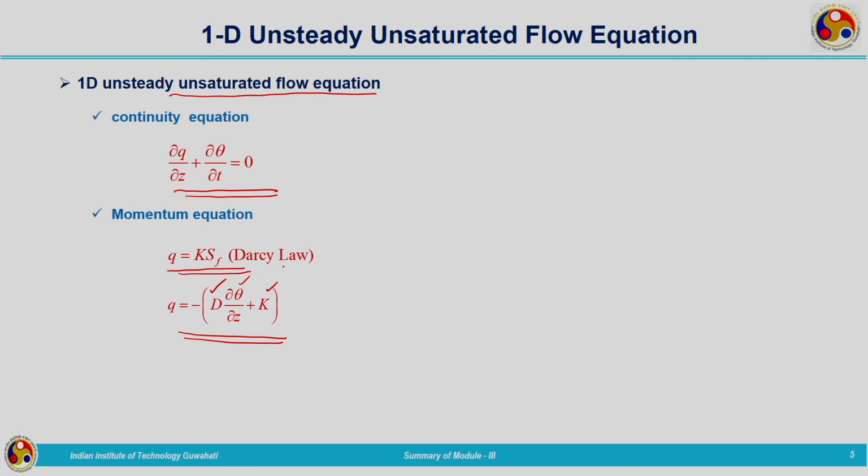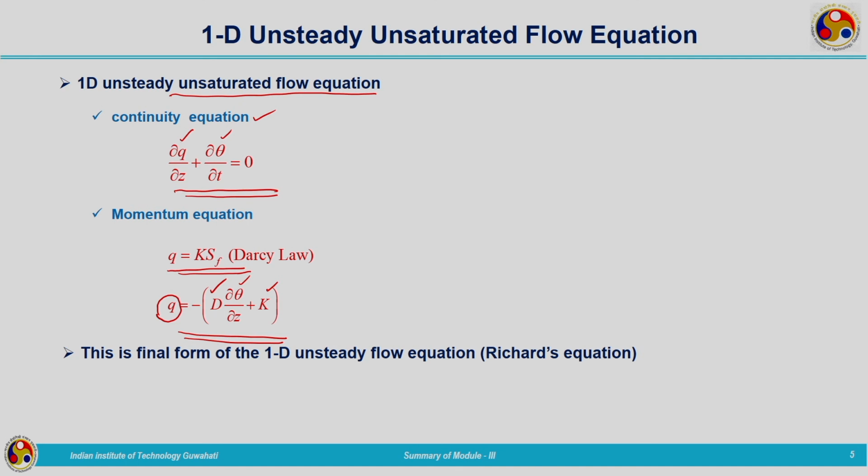and also hydraulic conductivity. In the continuity equation we had the terms related to Darcy's flux and the soil moisture content. So, from the momentum equation, Q has been substituted in the continuity equation and then the final form of the 1D unsteady flow equation was derived. The unsteady flow equation is the commonly known, famous Richards equation, given by this particular equation.